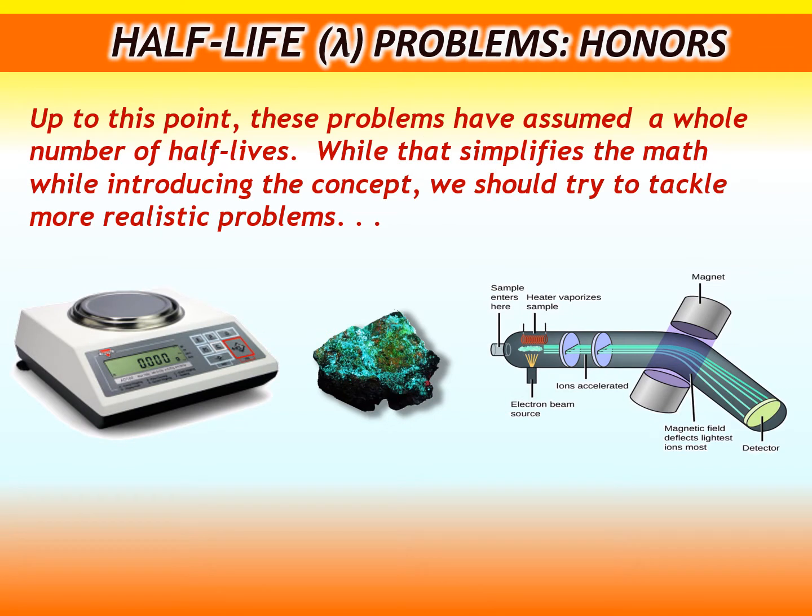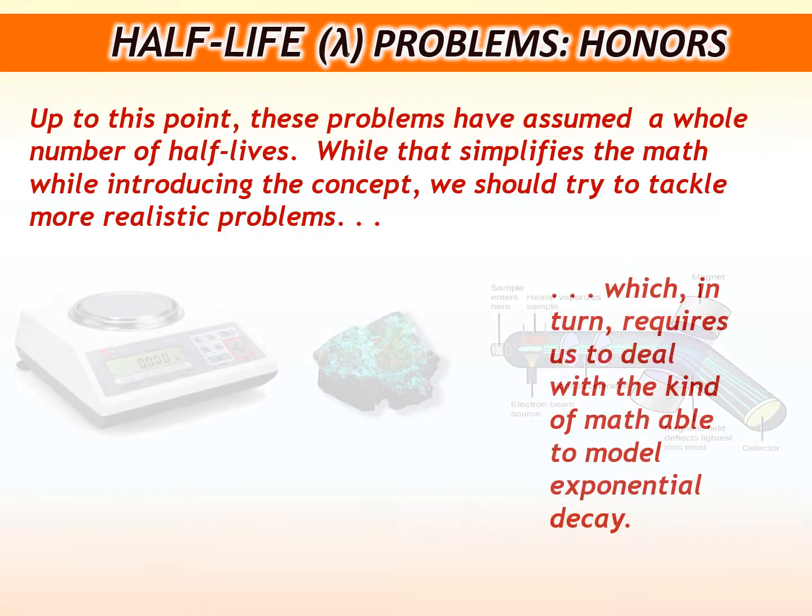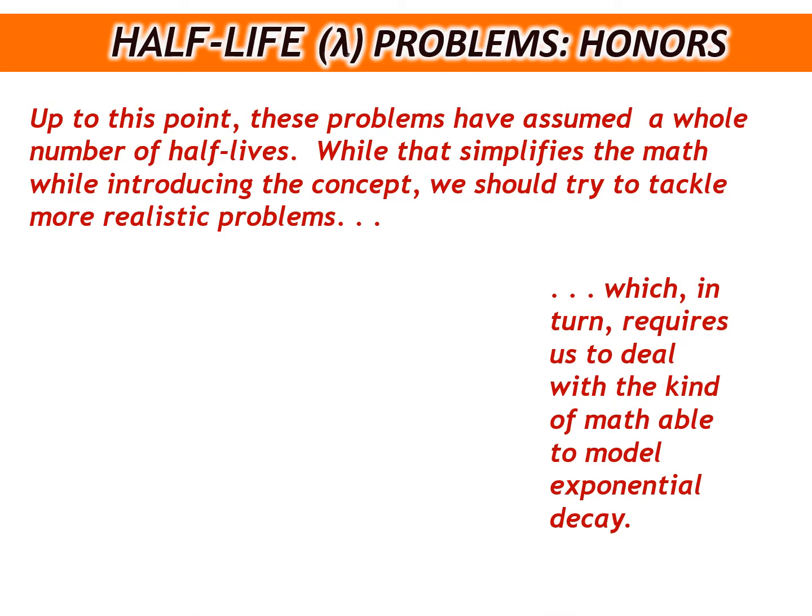Previously, when we looked at half-lives, we had problems that made a very powerful simplifying assumption. We assumed that we were always working with a whole number of half-lives. And while that does simplify the math and allow us to introduce the concept, it's not very realistic. After all, nature is very unlikely to give us a sample that's precisely one or precisely two half-lives. To deal with those situations, we're going to need a better kind of math which is able to model exponential decay.